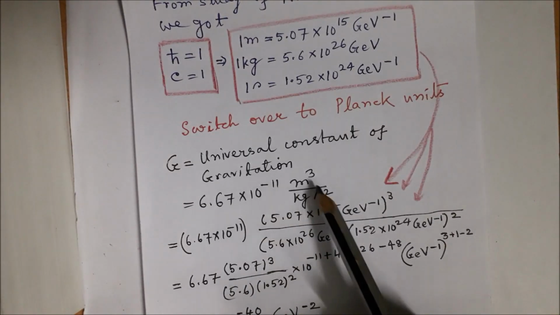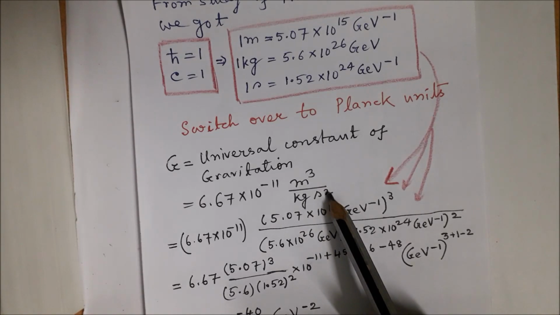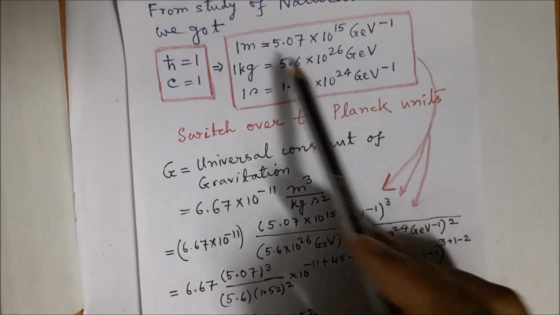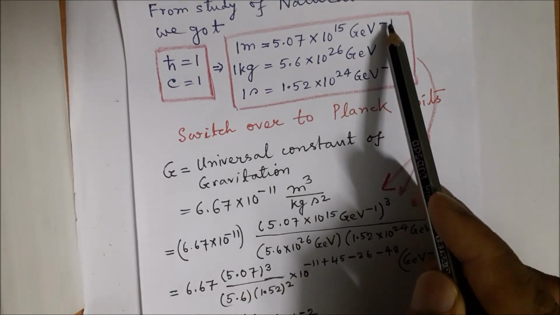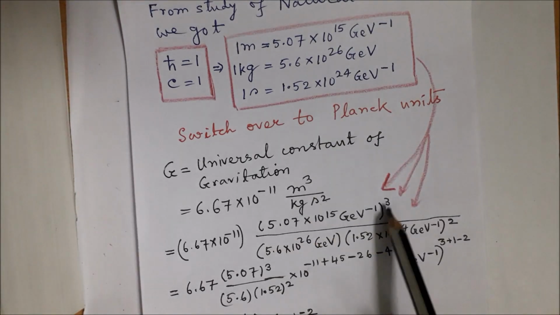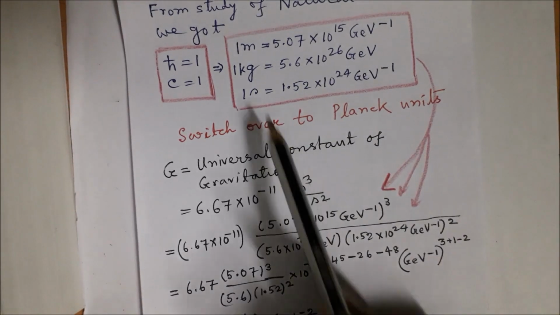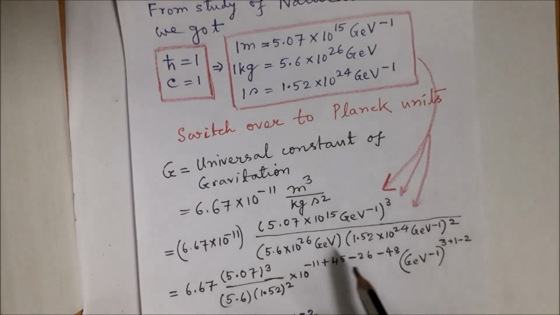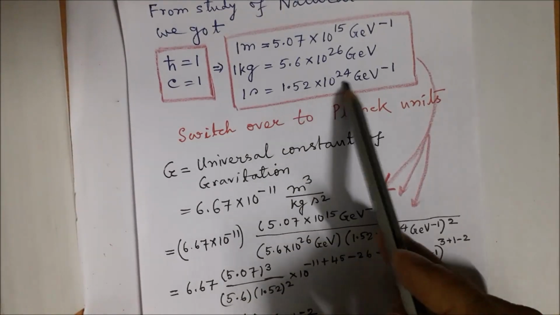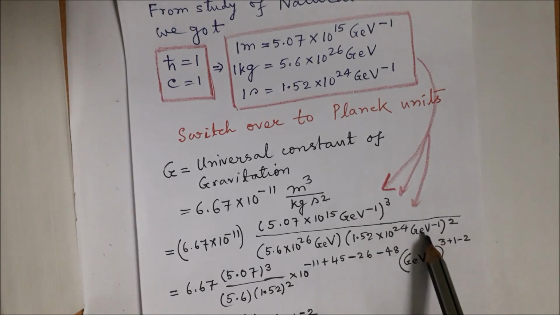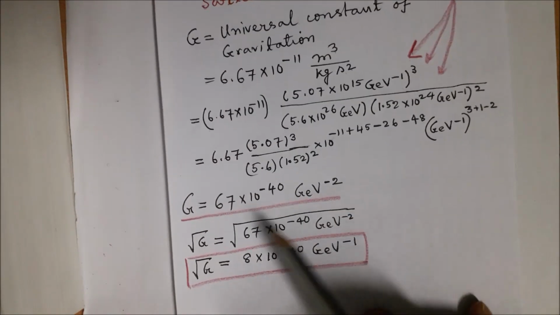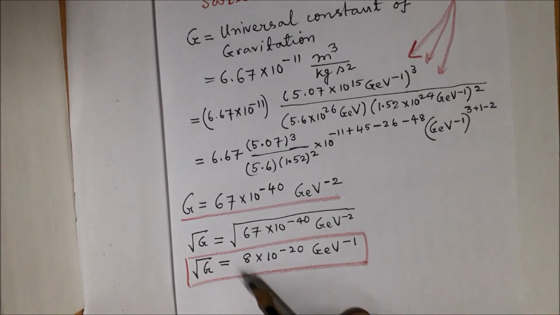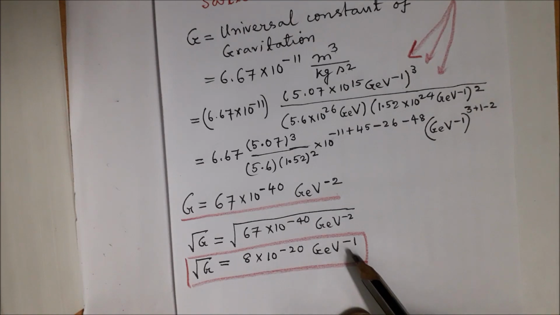Now the unit of G is meter cubed per kg second squared, and in the lecture on natural units we had this conversion factor. So 1 meter is this amount of GeV inverse. So let us put it here to the power 3 because here we have meter cubed. Then we had 1 kg in terms of GeV, so instead of kg we have put it, and we have here second squared, and a second is this much GeV inverse, which we have put here, and a simple calculation gives us the value of G, and from here we can find the value of under root G to be 8 into 10 to the power minus 20 GeV inverse.